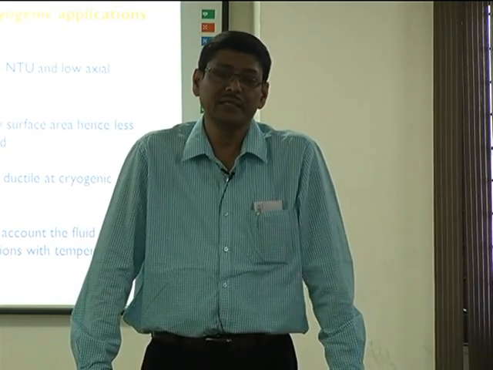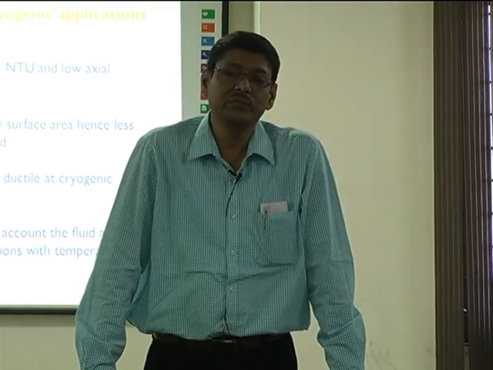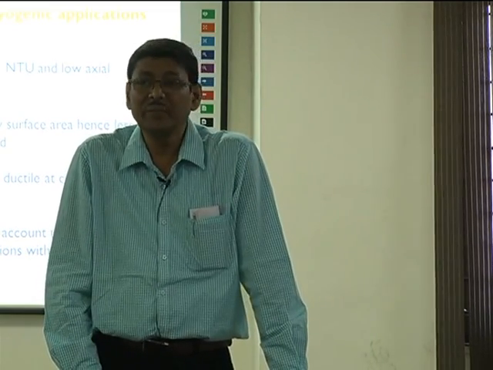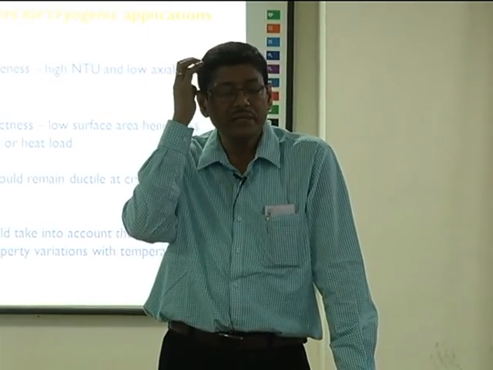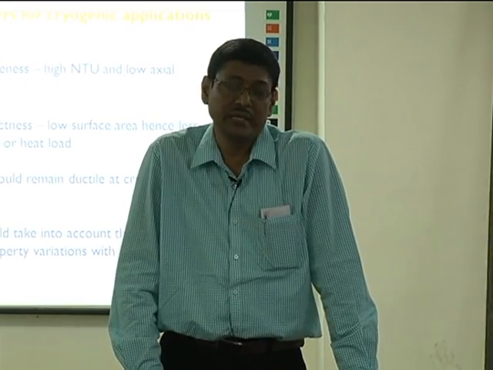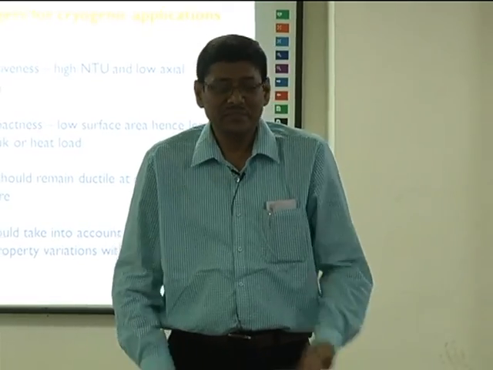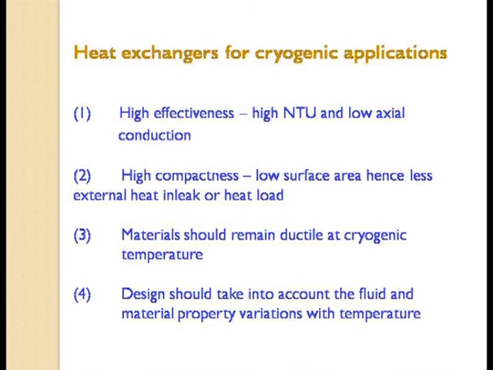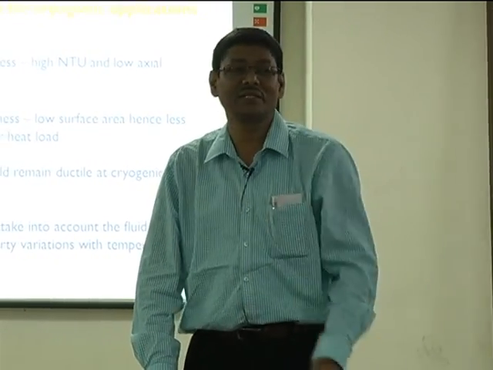So NTU should be very high to have very high effectiveness heat exchangers, and by definition NTU is U into A by m dot Cp minimum. Whatever the minimum m dot Cp is, that has to be put in the denominator, and in the numerator you have U into A. U is the heat transfer coefficient and A is the heat transfer area. That means you have to attack both U and A to increase the NTU. So in compact heat exchangers, which I am going to talk about today, that addresses both high U and high heat transfer area.